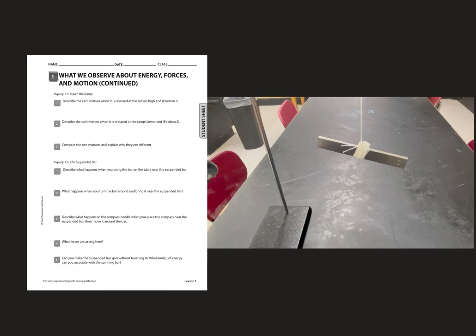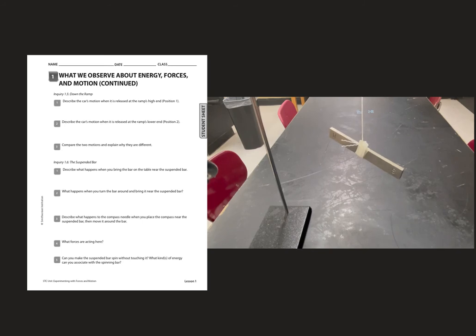All right, guys, so 1.6 is the suspended bar. Again, here are your observations you need to be making in your science notebook. If you missed some of these, you need to go back and make sure you've made all of these observations. We're going to talk about each different inquiry in a different lab. So follow along with the video for this next one and enjoy.